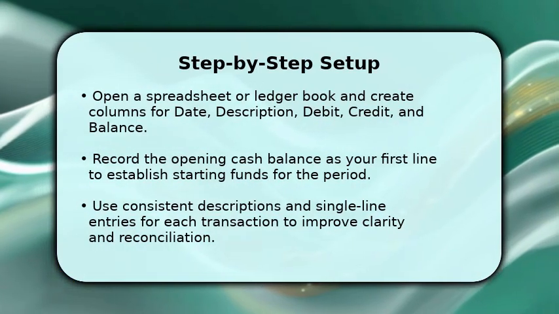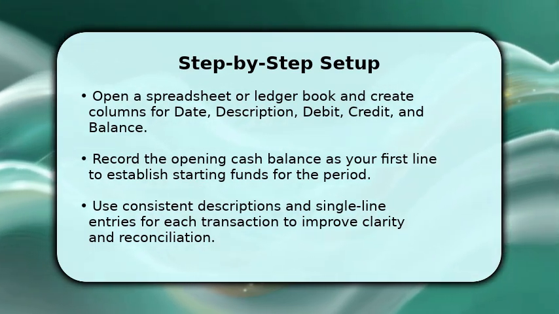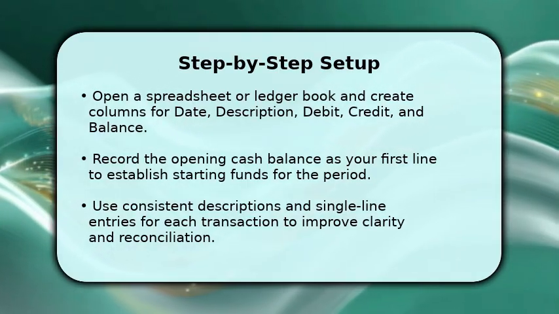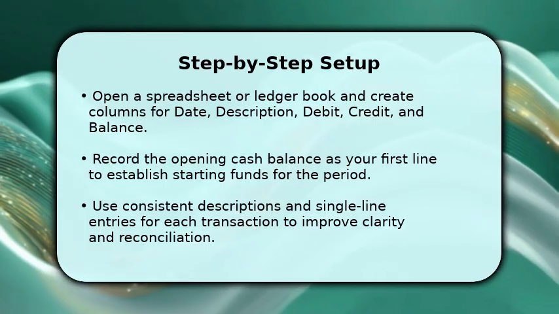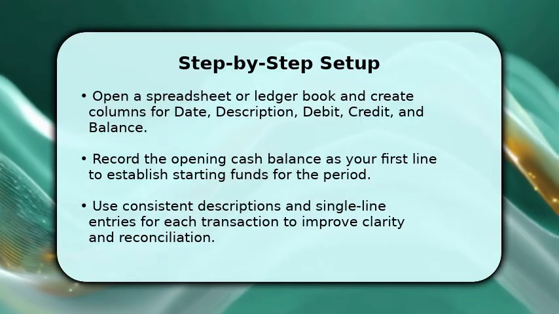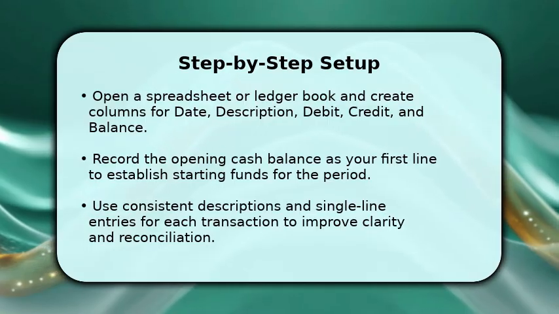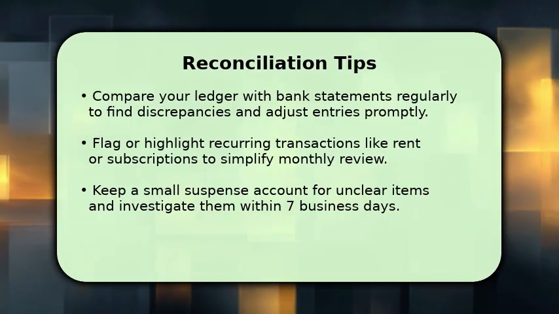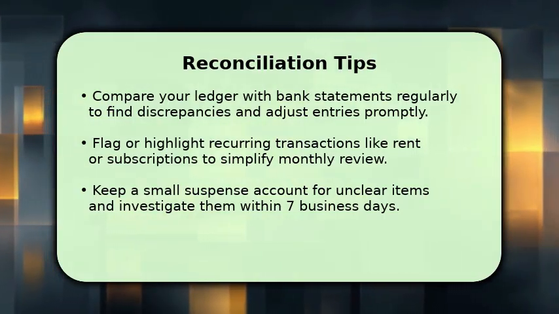Create your ledger structure in a spreadsheet or ledger book and label columns clearly. Enter the opening cash balance first, so all future entries update the running total accurately. Log each transaction on its own line with a short description and either a debit or credit amount. Use formulas in a spreadsheet to auto-calculate the running balance or carefully compute totals by hand if you prefer analog record keeping. Reconcile your cash ledger regularly by matching entries to bank statements and receipts to catch errors quickly.